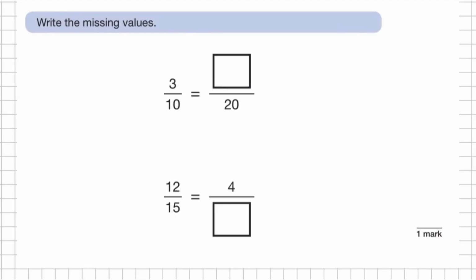Let's look at equivalent fractions that have come up in test papers. Here I have 3/10, which is equal to something 20ths. So, I have 10. I need to figure out how I can get from 10 to 20. I multiply it by 2. Whatever I do to the bottom, I have to do to the top. So 3 times 2.